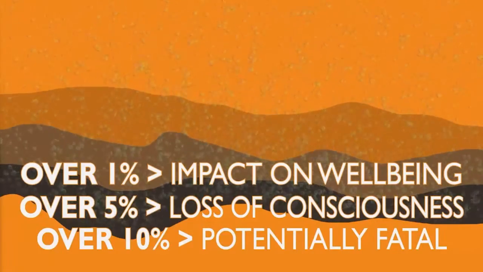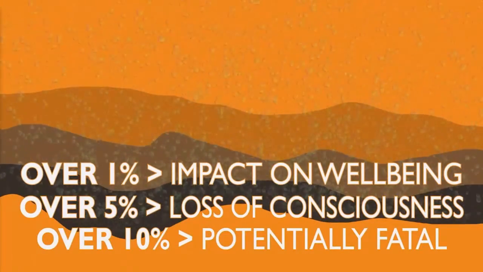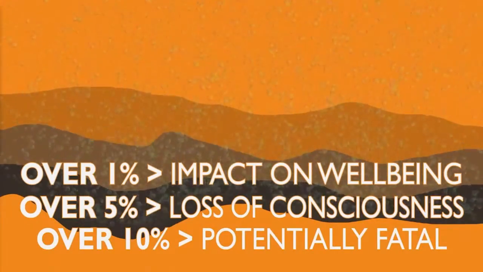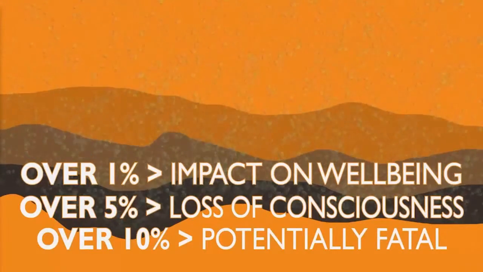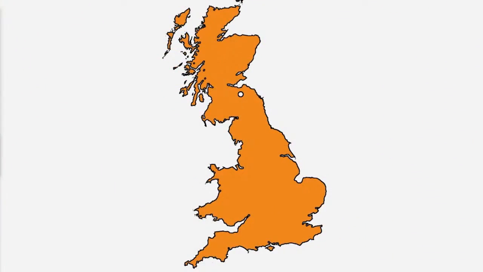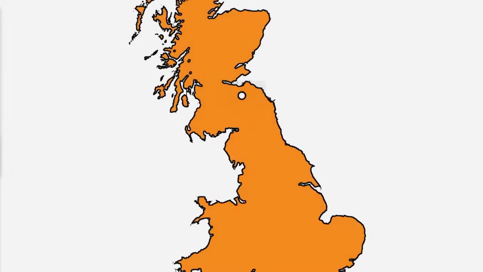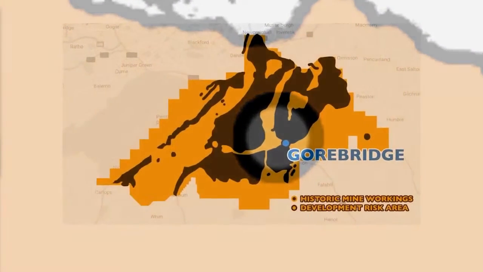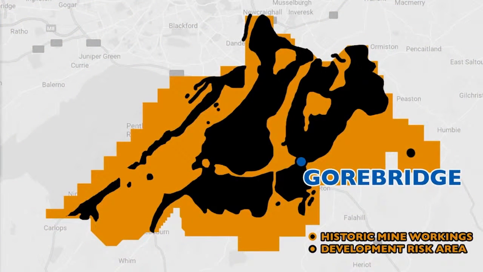High concentrations can cause sudden loss of consciousness, meaning victims may be rendered unable to escape before they even become aware there is a problem. A recent example of CO2 problems occurred at Gore Bridge in Midlothian. In this case, site investigations revealed the presence of former mine workings under the site, but detected relatively low gas levels, therefore no requirement for gas protection measures.